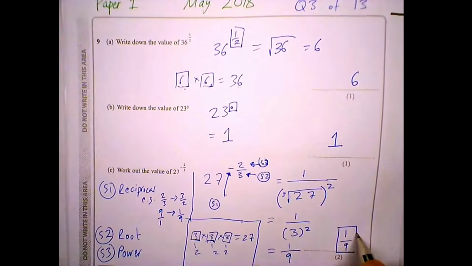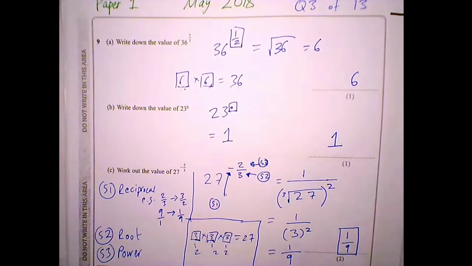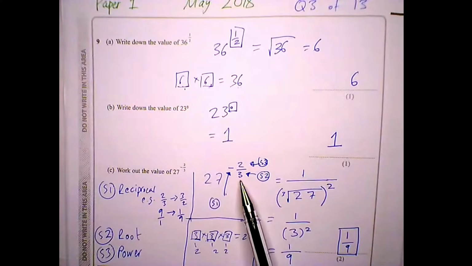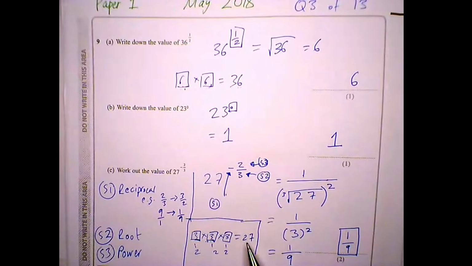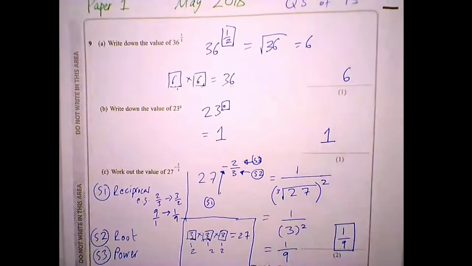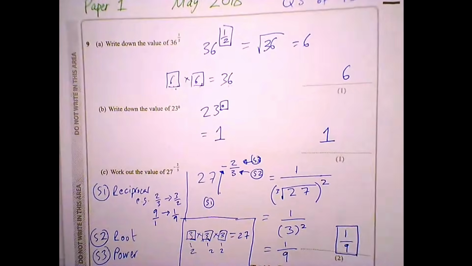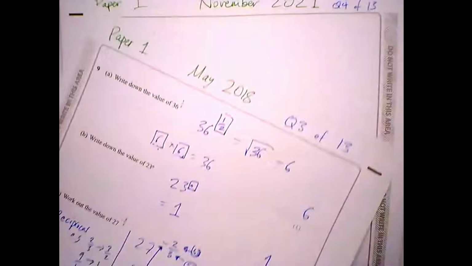Okay, and then hopefully you are noticing that the same things are happening in this case. We had the cube root and we're raising to the power 2. So these things will be a pattern that's emerging, hopefully. Okay, let's go to the next question.